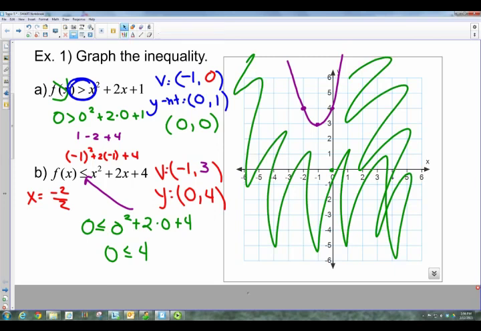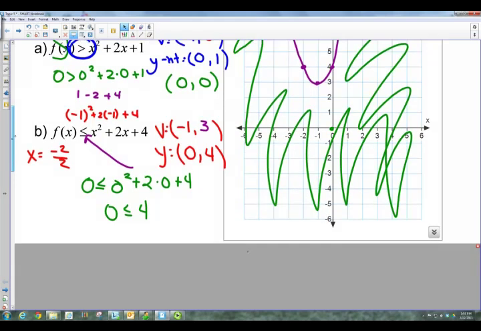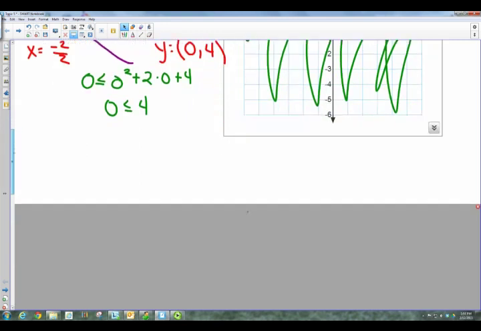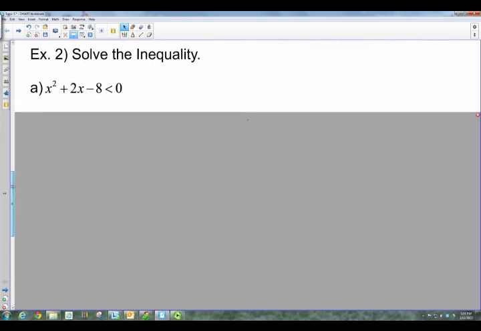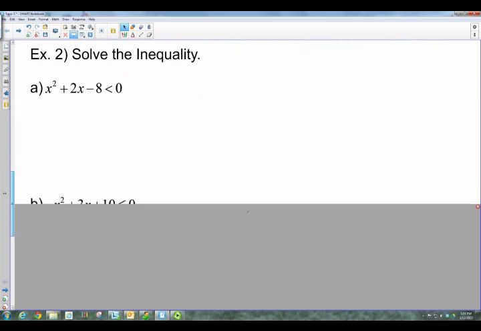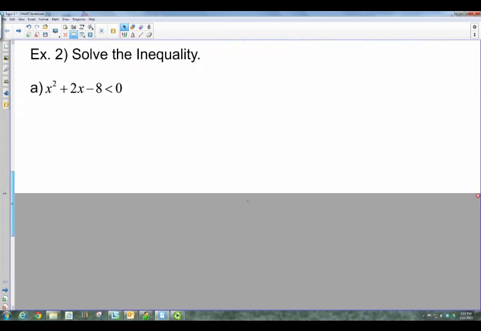Alright, so that's the graphing of the inequalities. Now, what we want to also be able to do is to solve these quadratic inequalities. Okay, so here's what we're going to do when we solve these. Solving them turns into a lot like the solving with factoring, or solving using the quadratic formula. And either of these methods still work. For a minute, we're going to forget about the inequality. So what I want you guys to do is to solve this like you would if there were an equal sign.